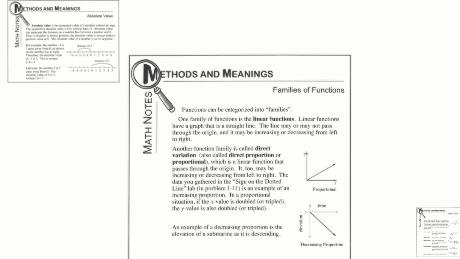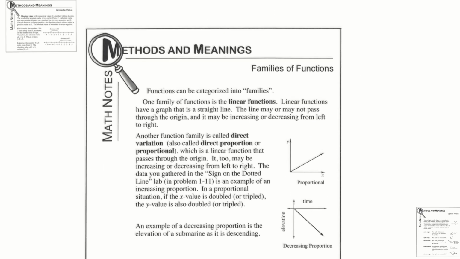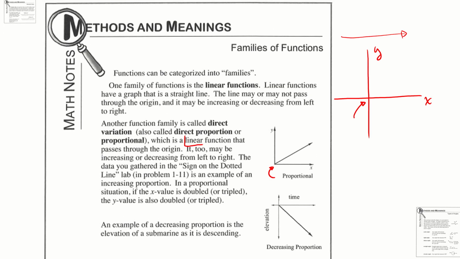First of all, they are indeed linear, so they are going to be linear functions, but they will go through the origin. It is a linear function that passes through the origin. So you know that you've got a direct variation, or a direct proportion, or you can say a relationship is proportional, if two things are true. Thing one, it has to be linear, and thing two, it has to pass through the point 0, 0. X is 0, y is 0, also called the origin.